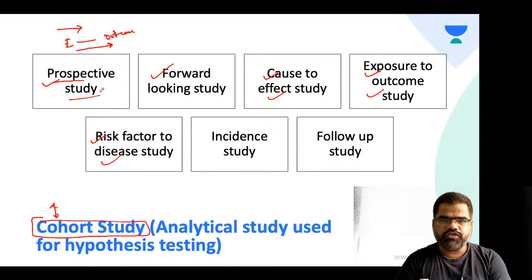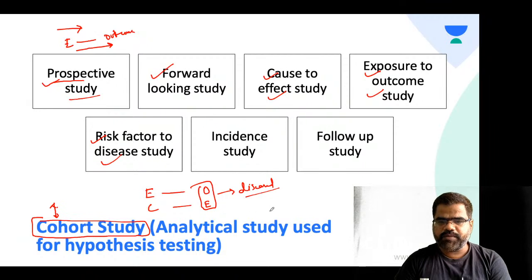You are moving forward, so it becomes prospective, forward. You are moving from cause to effect, so it becomes cause to effect. The same thing can be written as exposure to outcome study, or it can also be written as risk factor to disease study. Now, students, think: when you are moving from exposure to outcome or cause to effect, this outcome or effect, whatever you name it, is basically the disease.